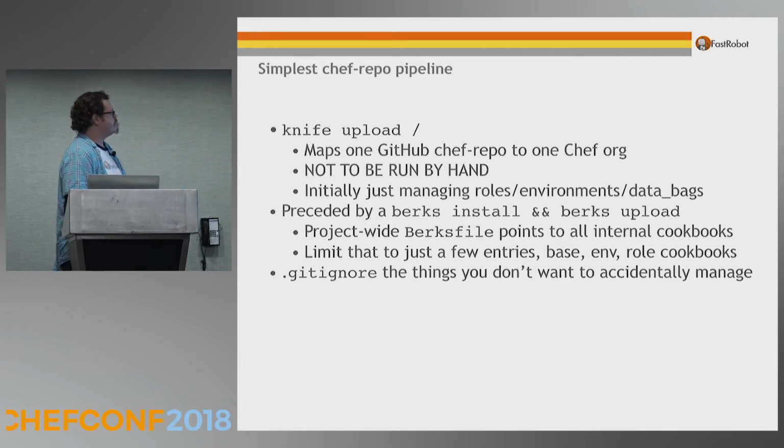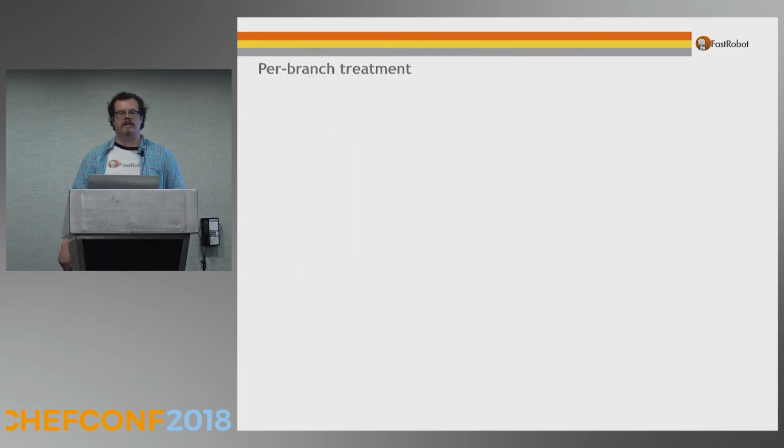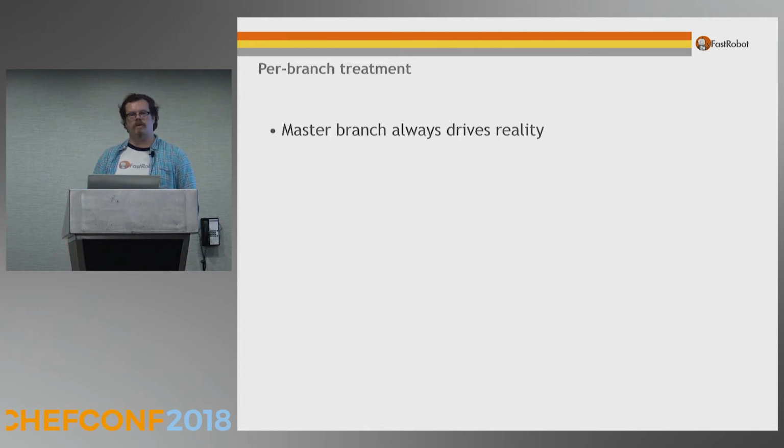All right, so now we're going to talk about an important factor of any pipeline: it knows how to treat different branches of your repo differently. So the master branch, the way I like to work, and this may not be your cup of tea, is that the master branch is always deployable and reflects reality. Whatever is in the master branch of my ChefRepo should be the policy that is on my chef server. Every role in there, every data bag, every environment should match.